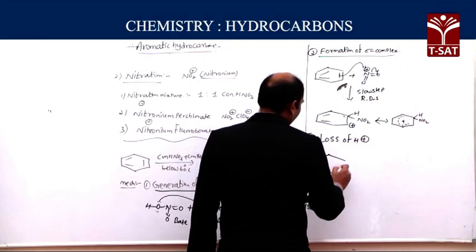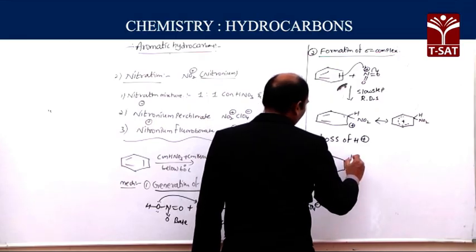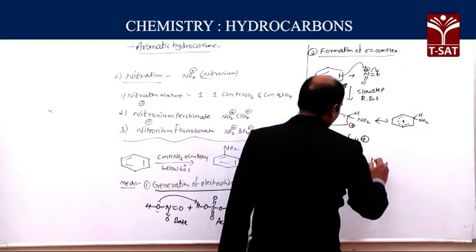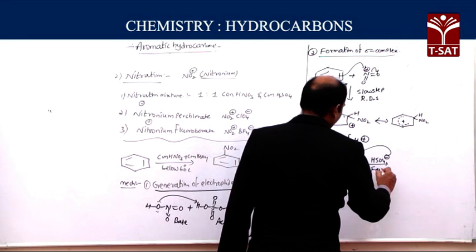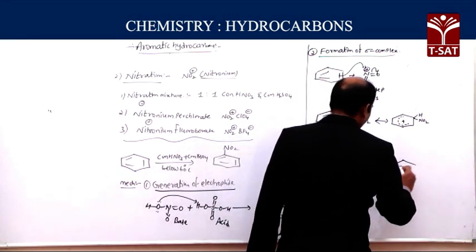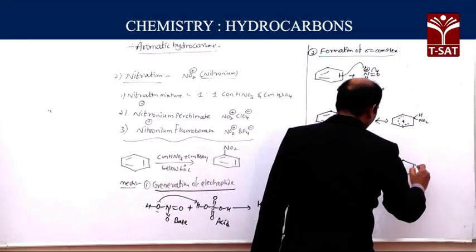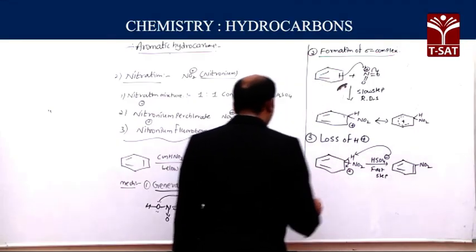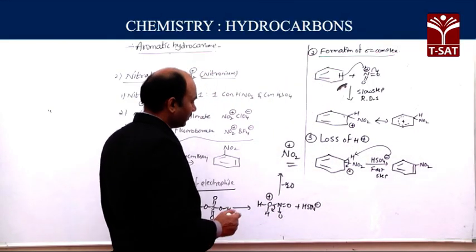The third step is loss of H plus. Take this sigma complex, with H and NO2 and a positive charge. Now HSO4 minus abstracts this H plus. This is a fast step, and the bond migrates, so we get a double bond. So nitrobenzene is formed.